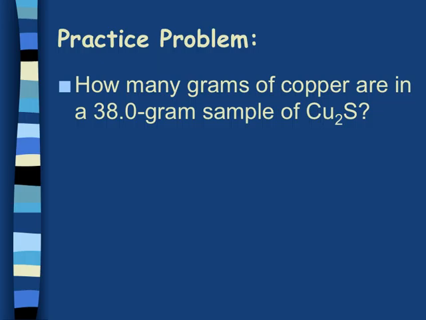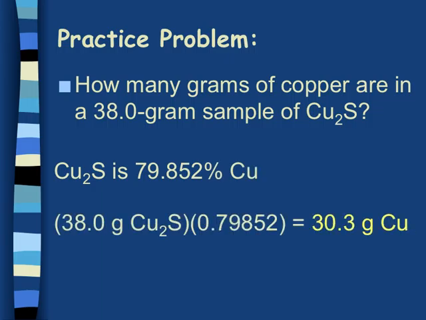Do I know anything about how much copper should be in the sample? How much of the sample should be copper? 79.852% of that sample should be copper. So if I have 38 grams of the sample and 78% should be copper, or 79 should be copper, what math can I do? Just multiply them out. So I'm going to take my mass of my sample, multiply it by my percentage, and my animations are not very helpful today, but check this calculation.